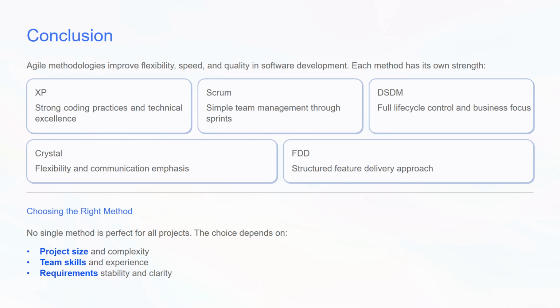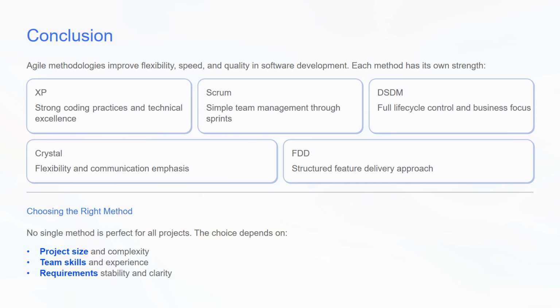So finally, let's conclude the topic. Agile methodologies have greatly improved the way software is developed by making the process more flexible, faster, and more efficient. Instead of following strict plans, Agile allows teams to adapt to changes and continuously improve their work. Each Agile method has its own strength.